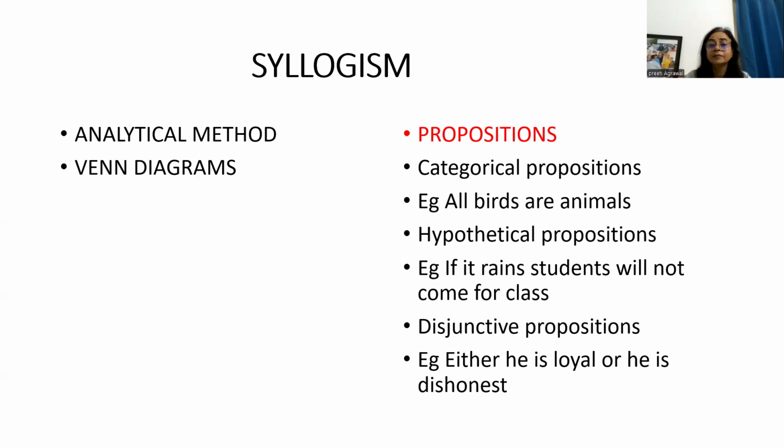For example, as I told you, in a categorical proposition there is no condition: all birds are animals. Hypothetical means this is a conditional statement: if it rains, students will not come for class. A condition is given. Disjunctive propositions show either this or that: either he is loyal or he is dishonest.